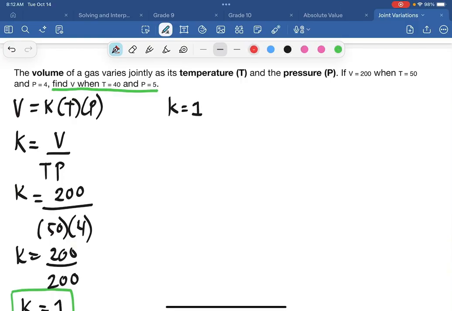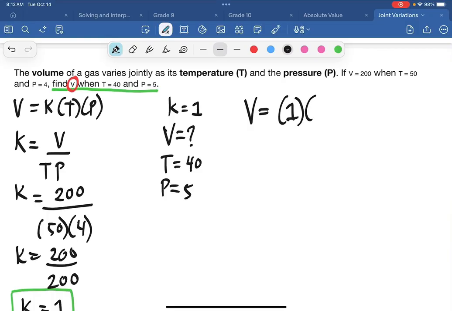In the second problem, we are to find V. So V is missing. T is 40 and P is 5. Easy as it is, you just need to substitute the values. We have V equals K, which is 1, times T is 40 and P is 5. So 1 times 40 times 5 is 200, and this is our answer.